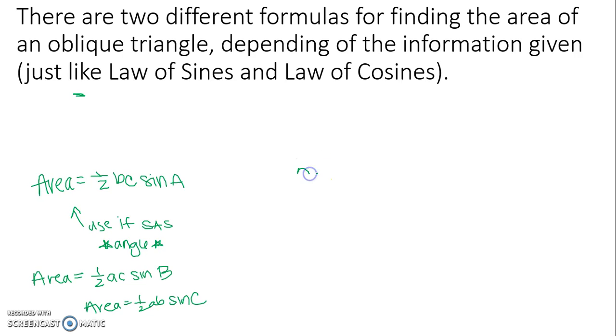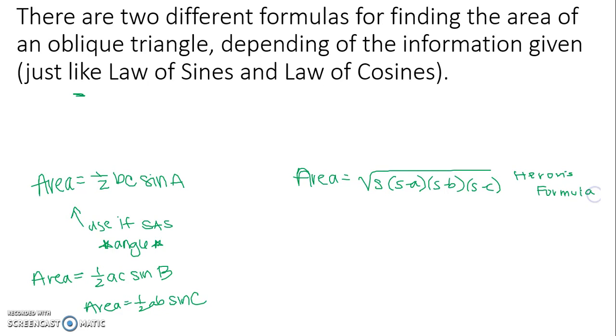Our other formula for area is the square root of S times S minus A, S minus B, and S minus C. This is actually called Heron's formula. One thing here is that A, B, and C obviously come from the sides of my triangle. This S, though, you find by adding those three sides and dividing by 2. So since this one only uses sides, you're going to use this one if you know all three sides and you don't know any angles.